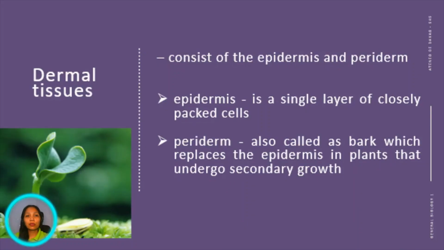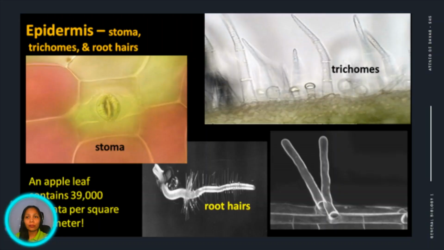Dermal tissues cover the plants. In herbaceous plants, dermal tissue consists of the epidermis, which is a single layer of closely packed cells. In woody plants, tough bark or periderm replaces the epidermis in stems and roots. The outgrowth hair-like structures of the epidermal cells, called trichomes, protect the plant against predators and pests.